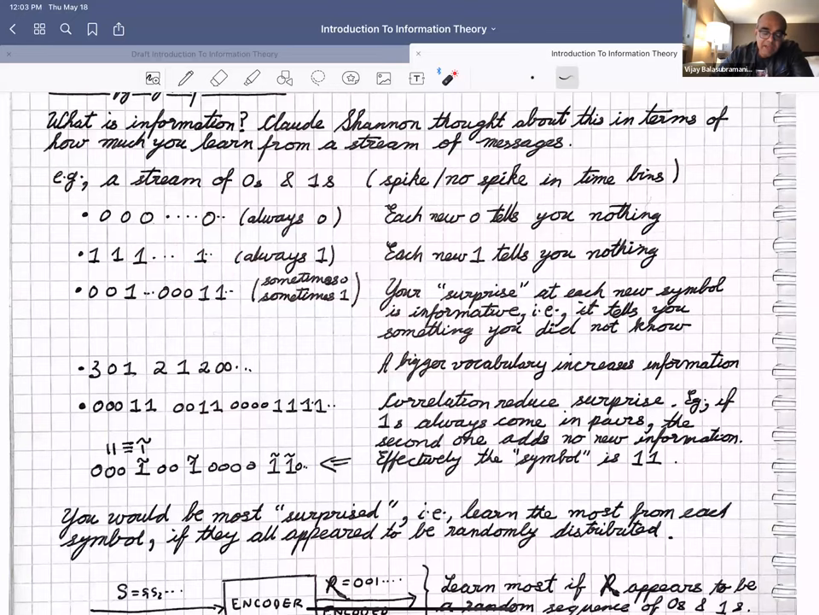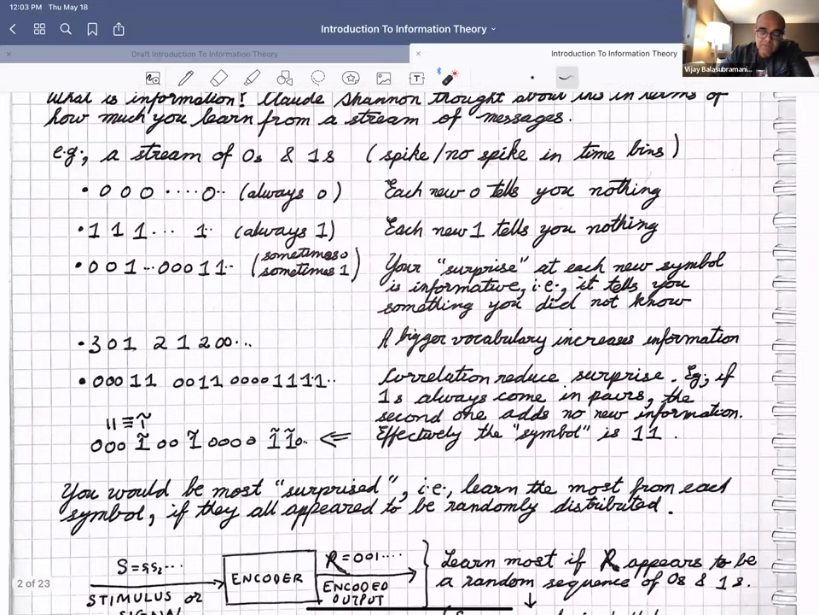But on the other hand, if sometimes you have zeros and sometimes you have ones, well, your surprise at each new symbol that you see is informative. It tells you something that you didn't know from having viewed the previous sequence of symbols. So information theory seeks to quantify this kind of surprise and try to use that to study how much information is transmitted between one thing and another thing.